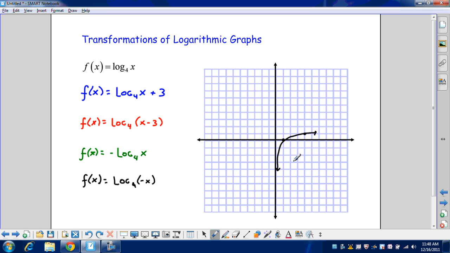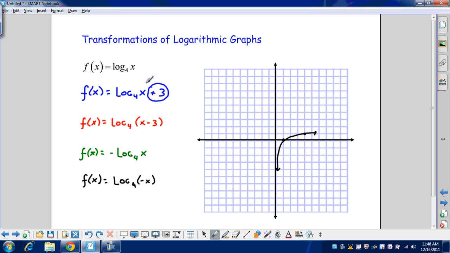Now, if you've already taken a look at the tutorial on exponential graphs, the way we're going to handle these is identical to the way we handled exponential. So keep in mind that the rules that we talked about with exponential graphs are not going to be any different for logarithmic graphs. So let's start with the blue one.